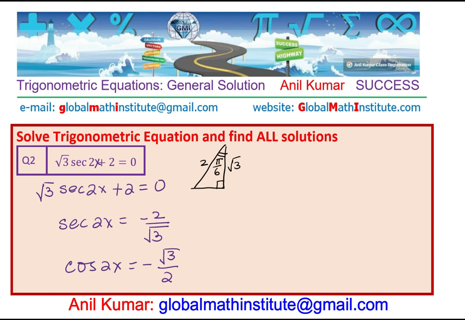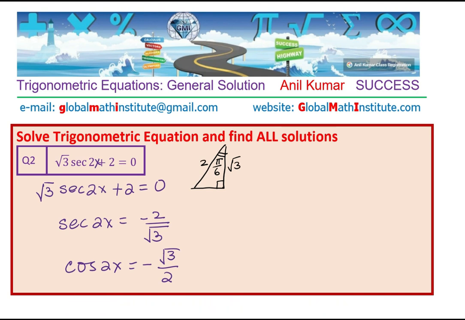Pi by 6. So the related acute angle is pi by 6, right? If you consider the coordinate system, we know cosine is negative in quadrant 2 and in quadrant 3. So we have solutions in quadrants 2 and 3.